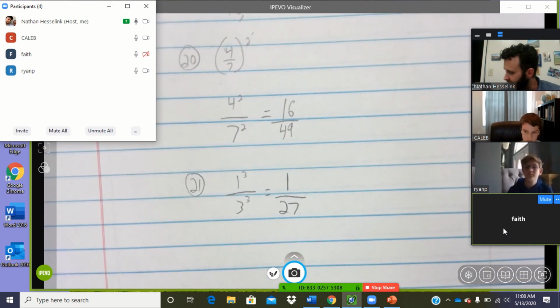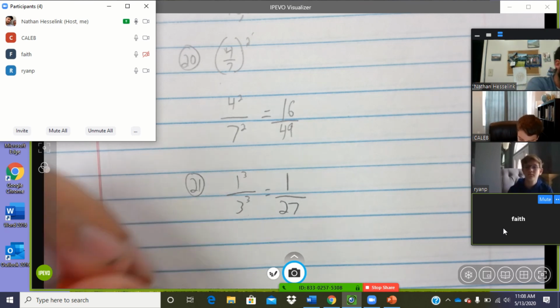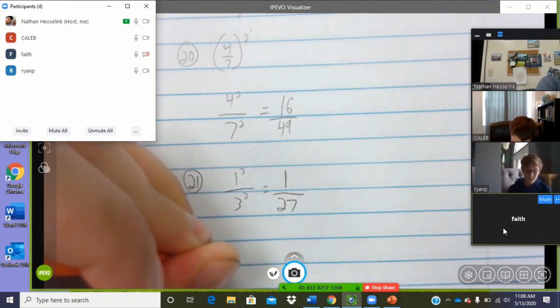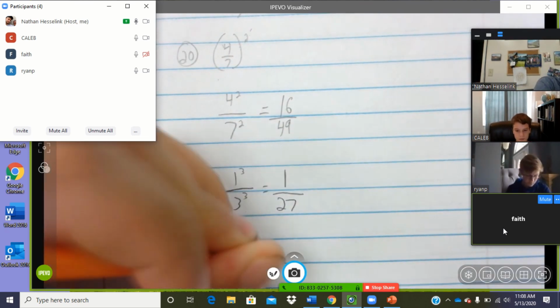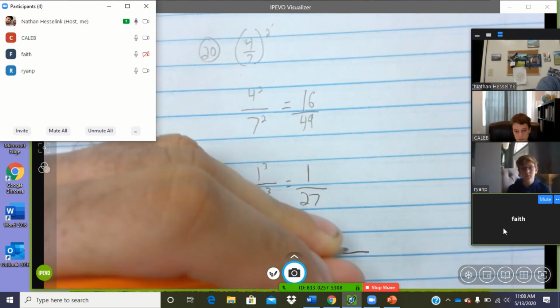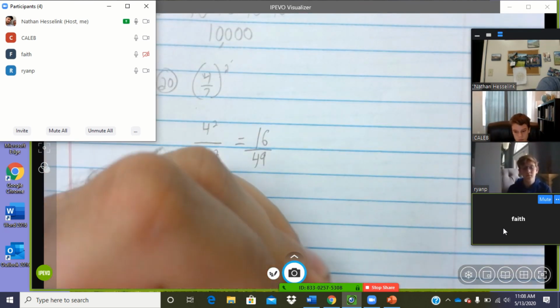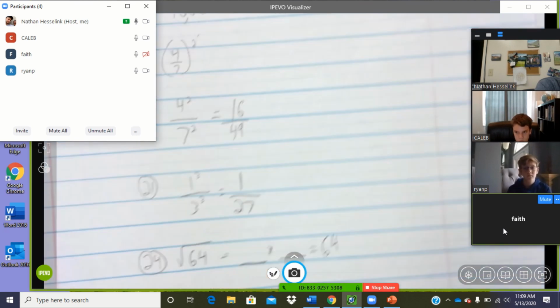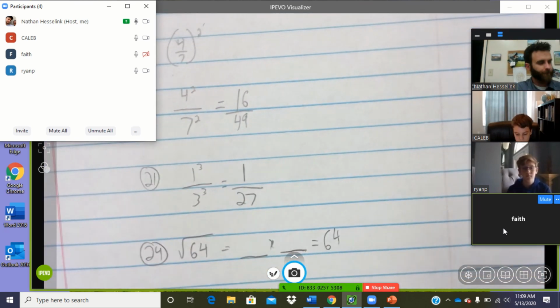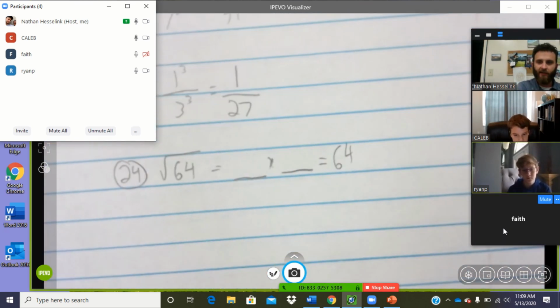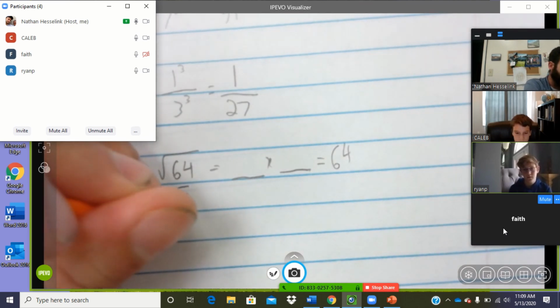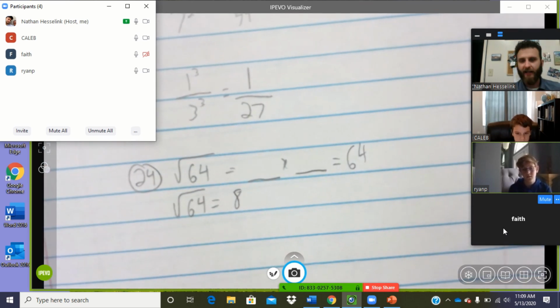Number 24, the square root of 64 is really meaning what times what is equal to 64, the same number. 8. So the square root of 64 is 8. You wouldn't put 8 times 8, you would just write the number 8.